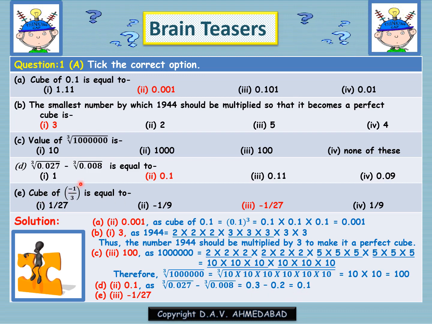The last is the very easy one. What is the cube of minus 1 by 3? So cube of numerator divided by cube of denominator. Cube of numerator is minus 1 into minus 1 into minus 1, which is equals to minus 1, and cube of denominator is 3 cube means 27. So answer is minus 1 by 27. Understood, children? So let's move.